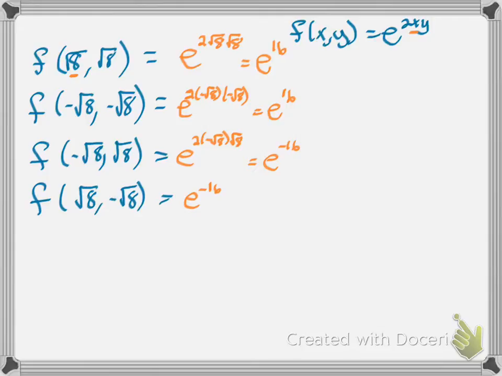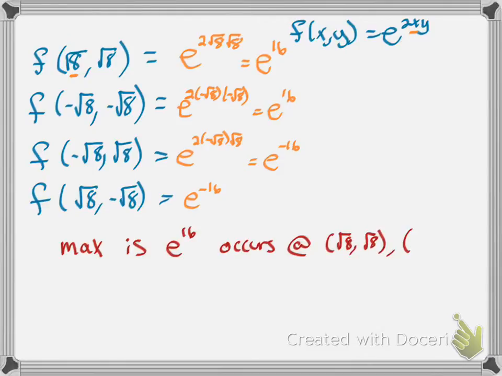Then the goal is to give yourself a conclusion. What did I find out? It looks to me like our maximum, the highest number we're looking for, is of course e to the 16. So our maximum value is e to the 16. And this value occurs at the ordered pairs root 8, comma, root 8, and negative root 8, comma, negative root 8. It's okay to have more than one maximum.